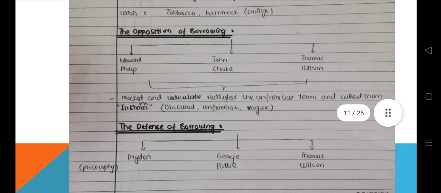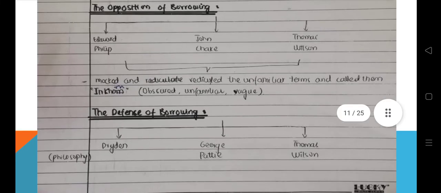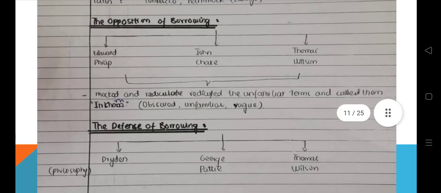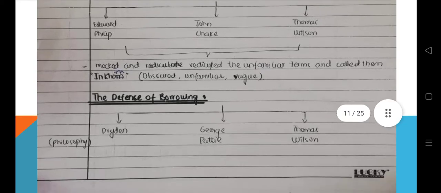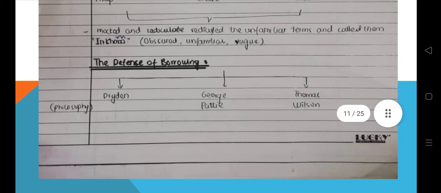At that time there were some writers who defended this borrowing and some who opposed it. The opposition included Edward Philip and John Cheek. They mocked and ridiculed these unfamiliar terms or borrowed words and called them inkhorn terms, which means obscure, unfamiliar, vague. The defense of borrowing included Dryden, George Puttenham, and Thomas Wilson.